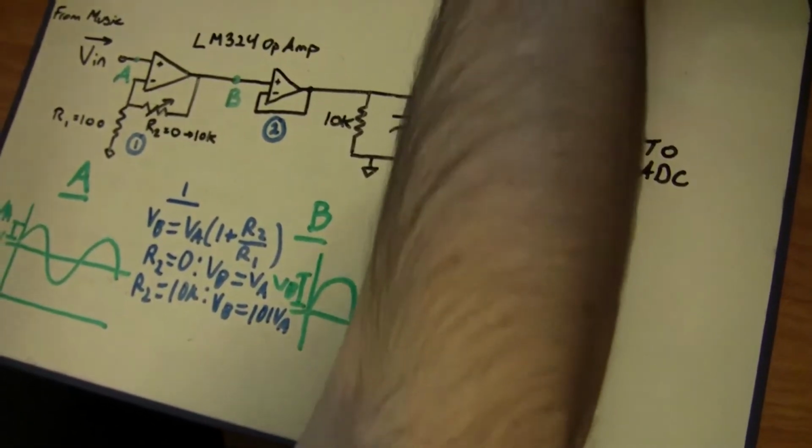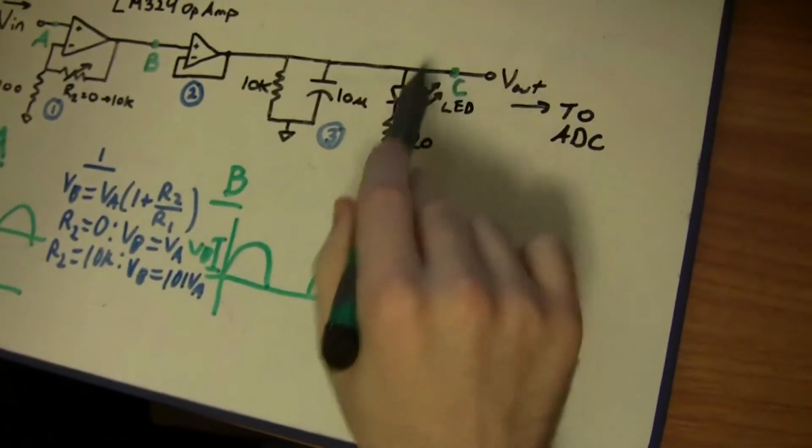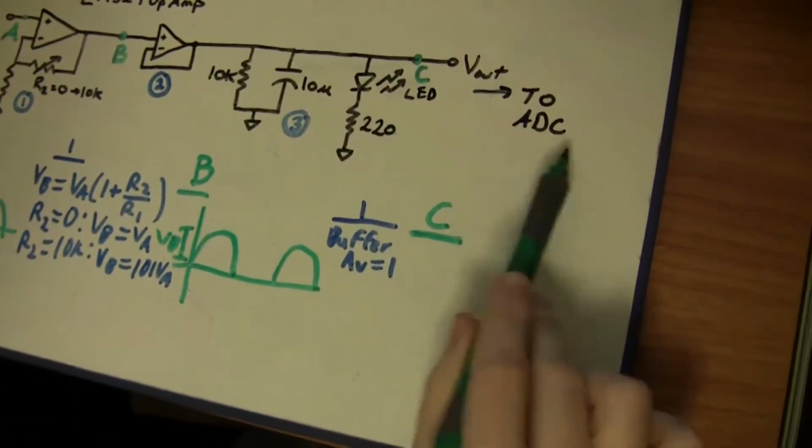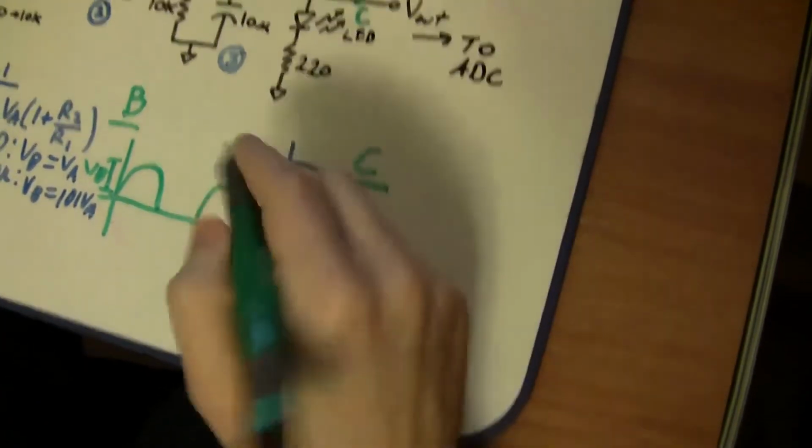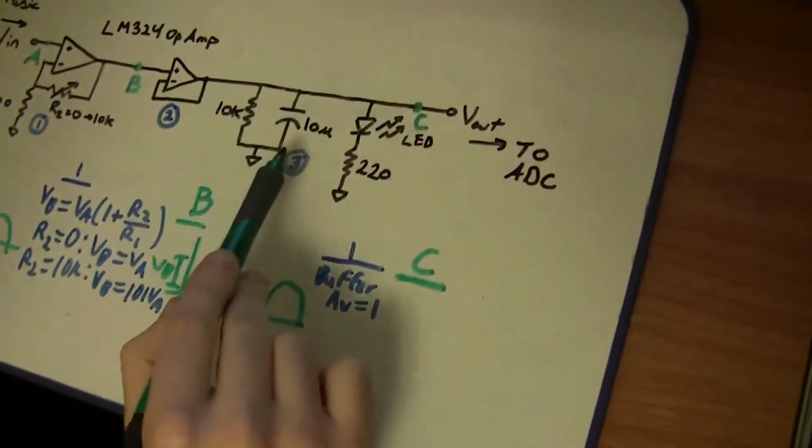So this brings us to the last node, our output node C, which will eventually be fed into our ADC of the Arduino. So at this point, what we are doing is we're using what's called a low-pass filter here.